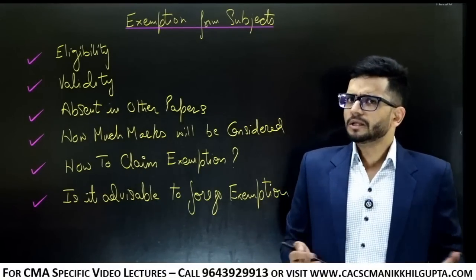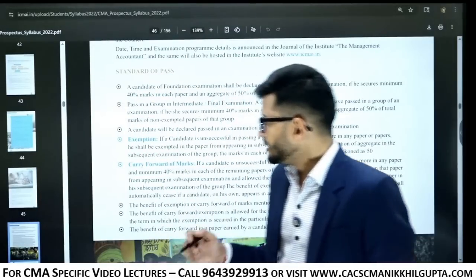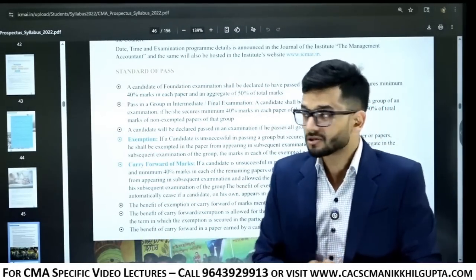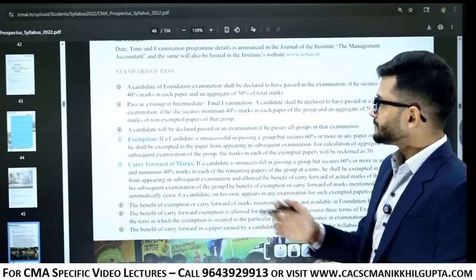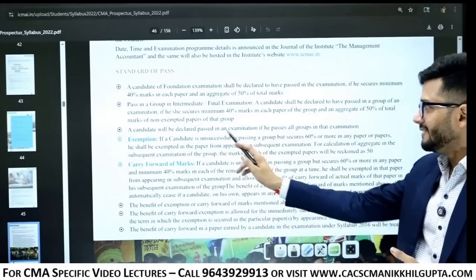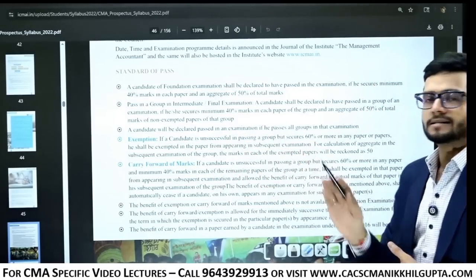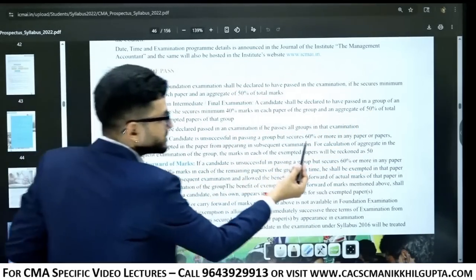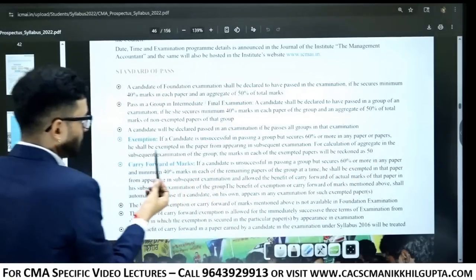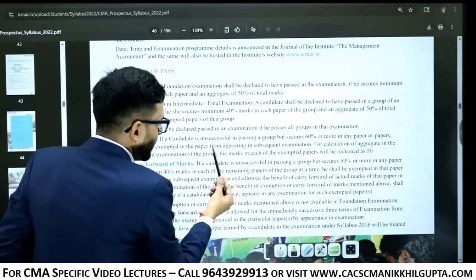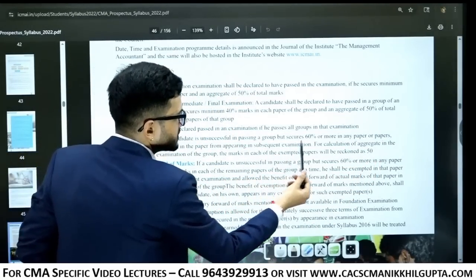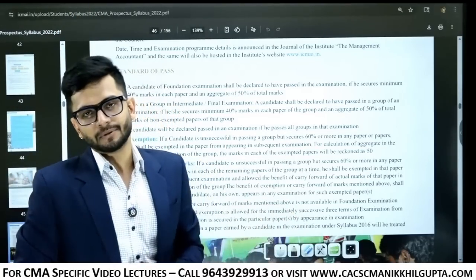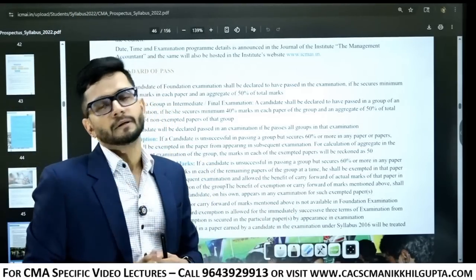Now, first of all, what do you mean by exemption? What is the definition of exemption as per the prospectus issued by the Institute of Cost Accountants of India? It says that if a candidate is unsuccessful in passing a group, if you have not been able to qualify a particular group but secure 60% or more in any paper or papers, he shall be exempted in the paper from appearing in subsequent examination. Subsequent 3 examinations, he will be exempt to give that particular paper.